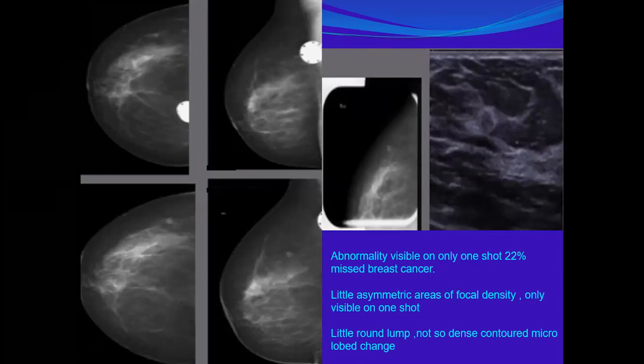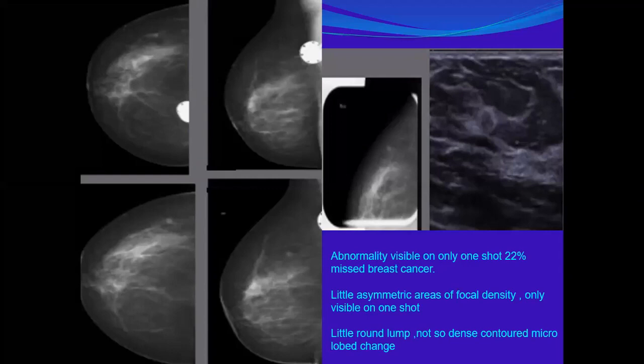Yes. Added density, but does not meet the definition of a mass. Okay. The upper one is upper lateral. The second one also is upper lateral. Could you see it in the MLO? The first one, no.